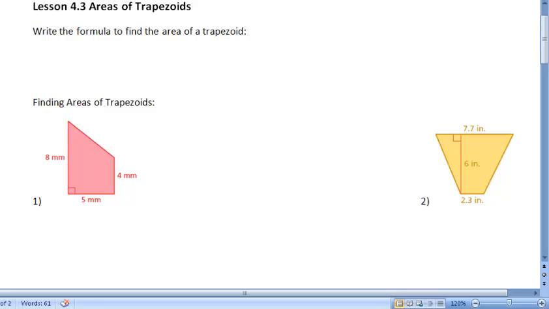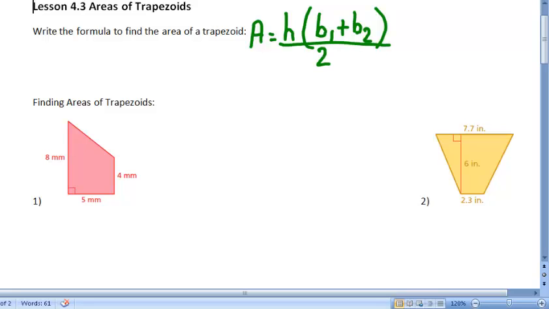This is lesson 4.3, areas of trapezoids from chapter 4. The formula for the area of a trapezoid is given by area equals the product of the height and the sum of the bases. There are two bases, we'll talk about it in a minute. So the sum of the two bases, and the whole thing is divided by 2.